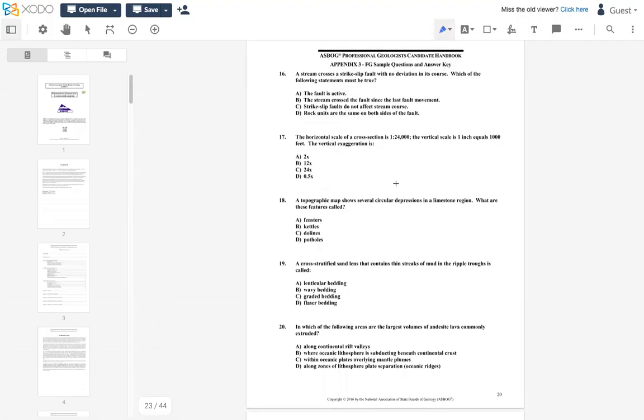16. A stream crosses a strike-slip fault with no deviation in its course. Which of the following statements must be true? The fault is active. The stream crossed the fault since the last fault movement. Strike-slip faults do not affect stream course. Rock units are the same on both sides of the fault. So I know C is not true. I've seen it in person.